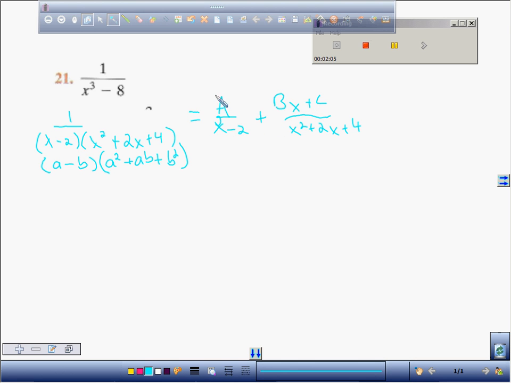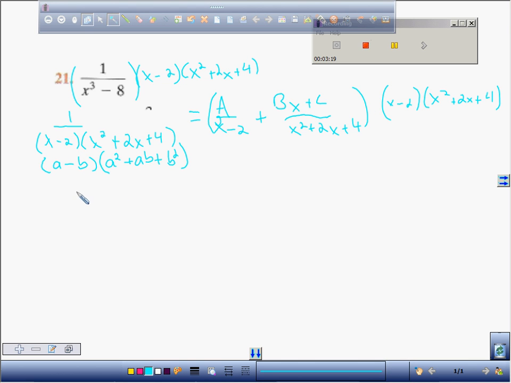So this one factors like that, and then with this one, I'm going to multiply both sides by the same thing. So I'm going to multiply that by x minus 2 times x squared plus 2x plus 4. I'm going to multiply the right side by the same thing, by x minus 2 times x squared plus 2x plus 4. I'll do one more after this, but not all of them. All right? And then what happens with the a is this cancels out.